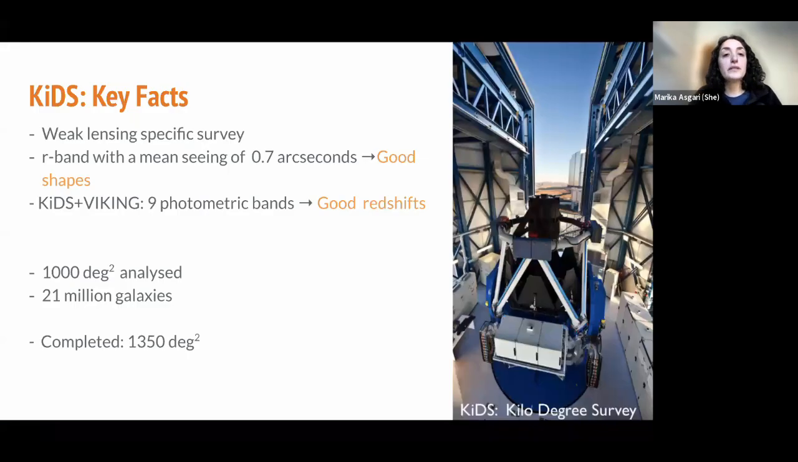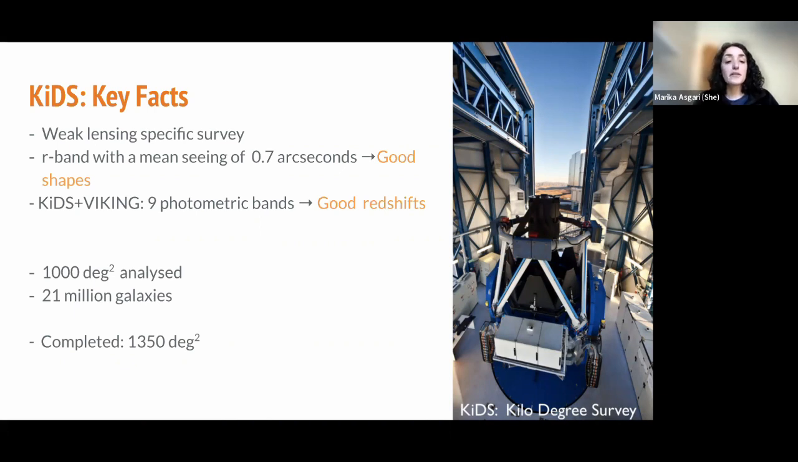All right, so a little bit about KiDS. KiDS is a weak lensing specific survey. It means that it has very good seeing, which makes the shape measurement easier. And then KiDS combined with its sister survey, VIKING, they have 9 photometric bands. And this means that we can have a better estimate of the redshifts of galaxies. So 9 might not sound very big, but for weak lensing surveys, that's a large number.